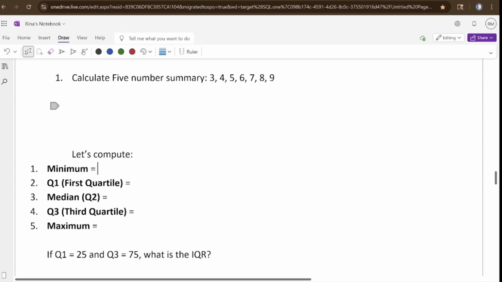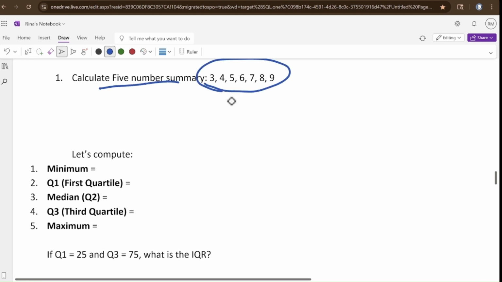So let's continue our statistics MCQ series. Our first question for the day. Calculate the 5 number summary: 3, 4, 5, 6, 7, 8, 9. This is the dataset. The dataset is already sorted. If the dataset is not sorted, then you have to first sort the data. Then you have to find these values: minimum, first quartile, median, third quartile, maximum. These are known as the 5 number summary.